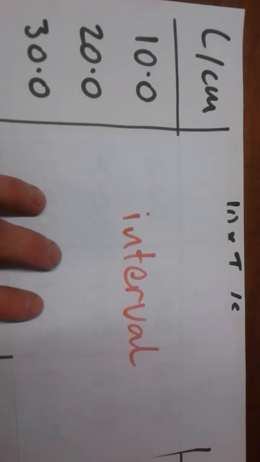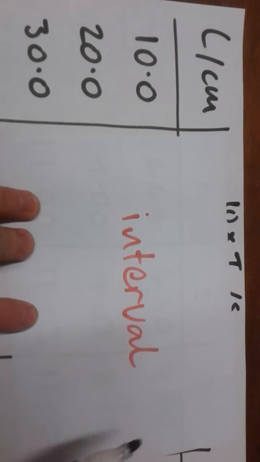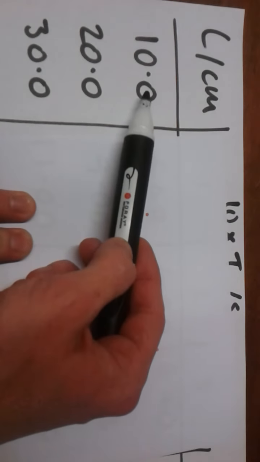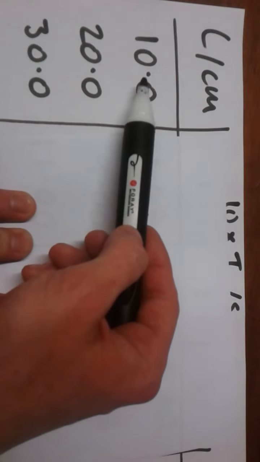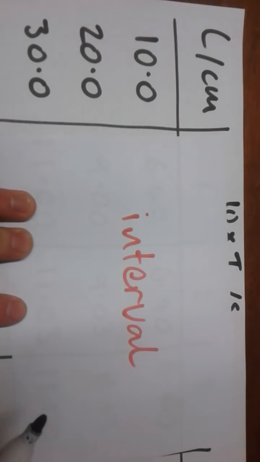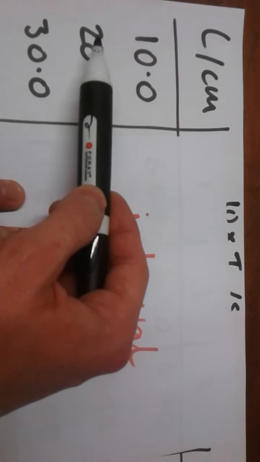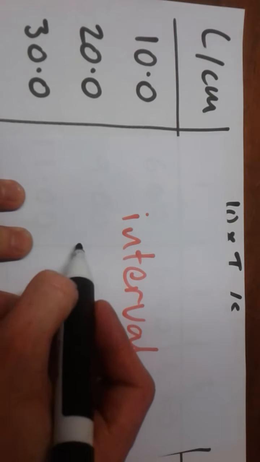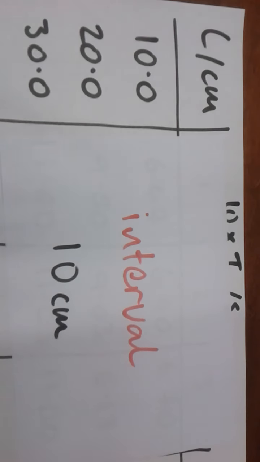The interval is an easy idea. In this case, it's the increment that I've gone up in when I've been measuring my lengths. So here I've gone up in 10 centimetres each time, so my interval is 10 centimetres.